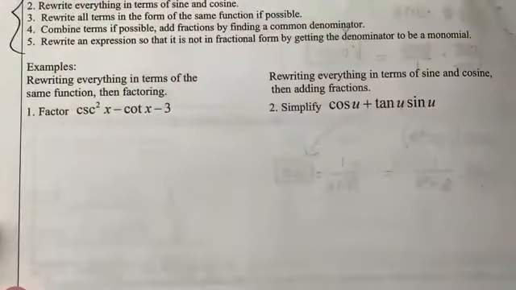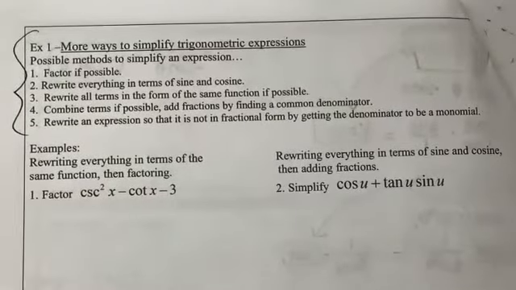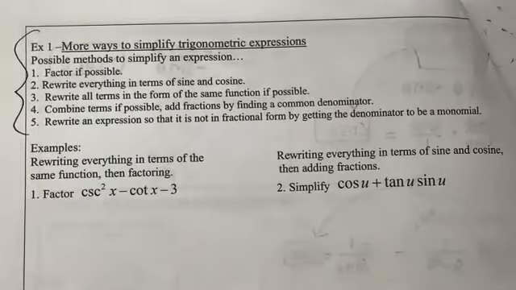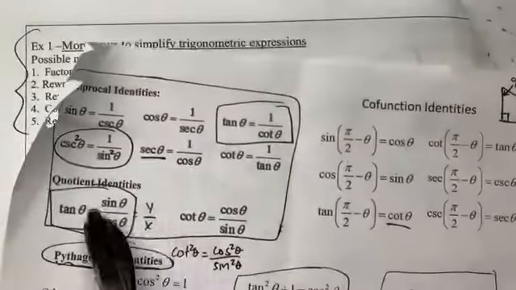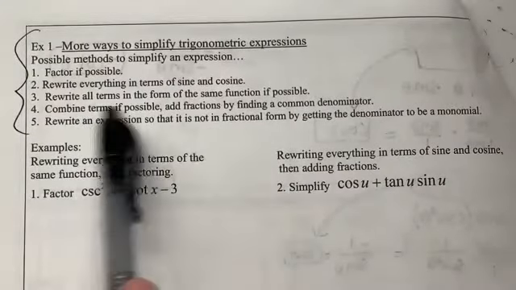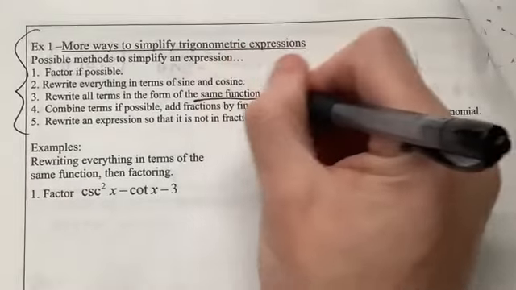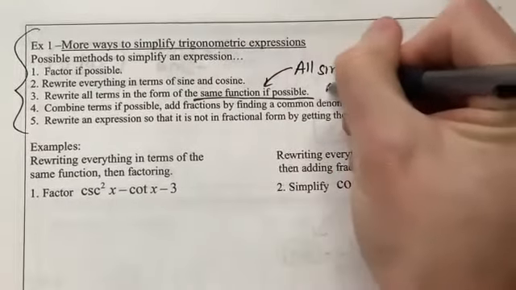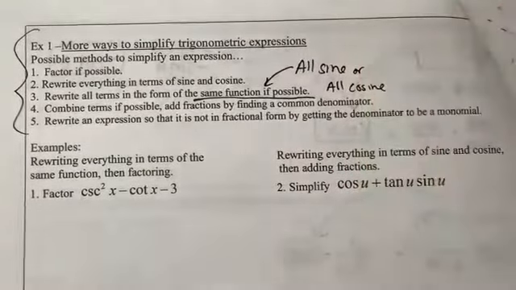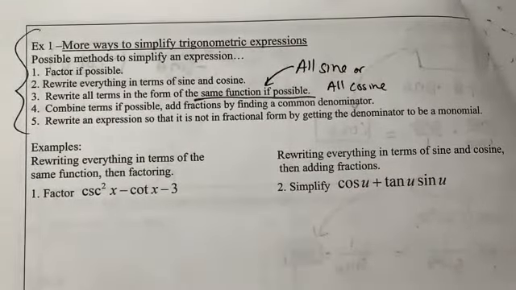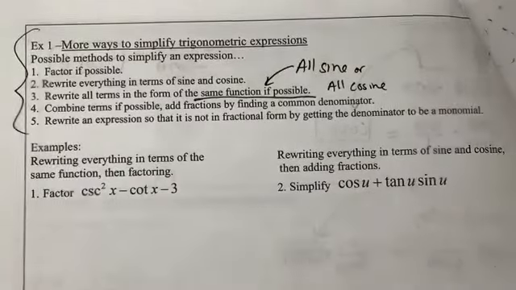So there are a lot of methods to simplify things. This is what some textbooks would recommend: try to factor things. You could try to rewrite everything in terms of sine and cosine, using these identities to change everything into sines and cosines. Or you could rewrite all terms in the form of the same function, which just means make everything all sine, or all cosine, or whatever it is. And then you can combine terms if possible by adding fractions. That's something we'll try to practice. Number 5 we'll get to on Wednesday.